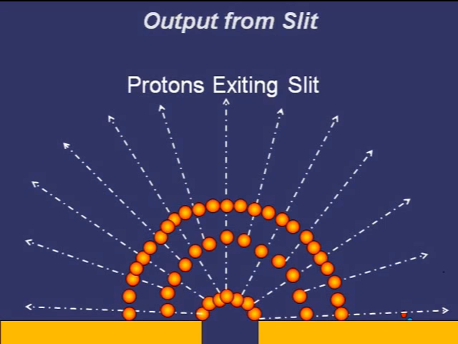So as it exits the slit, two things happen. You have particles all leaving as if from a point source, and it has a specific wavelength determined by the width of the slit and the velocity of the protons.